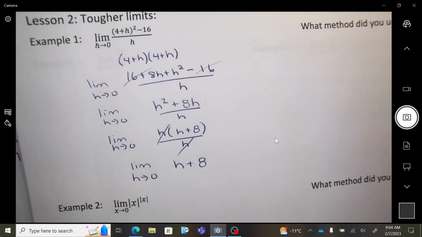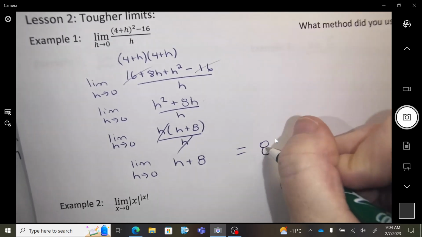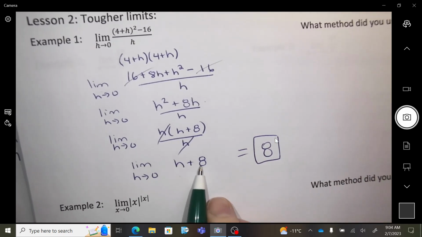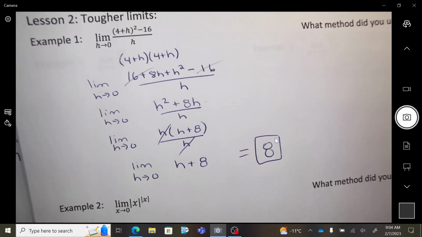Okay, did you notice how I wrote the limit in front of it the whole time? Okay, now I'm actually ready to input the 0 in. So I wrote it until I'm ready to input the 0 in. So now if I input the 0, I get 0 plus 8, which is 8. Okay, so that limit piece is always there until you actually plug it in.